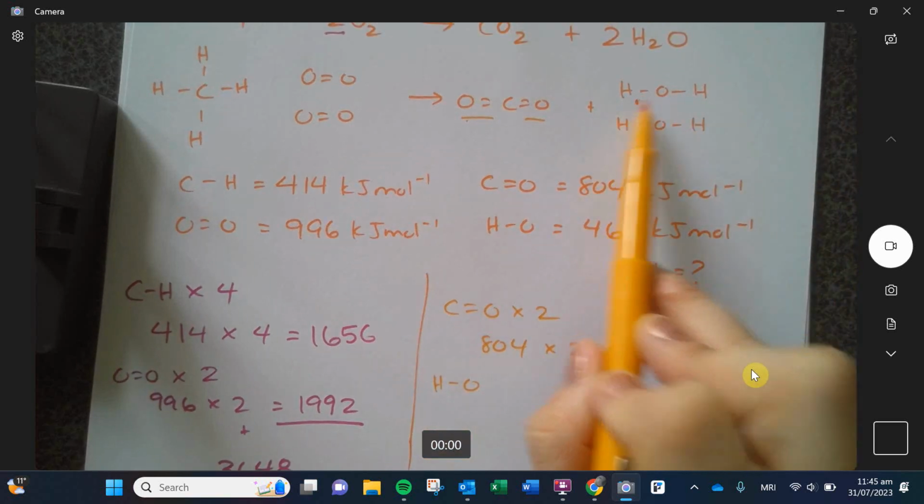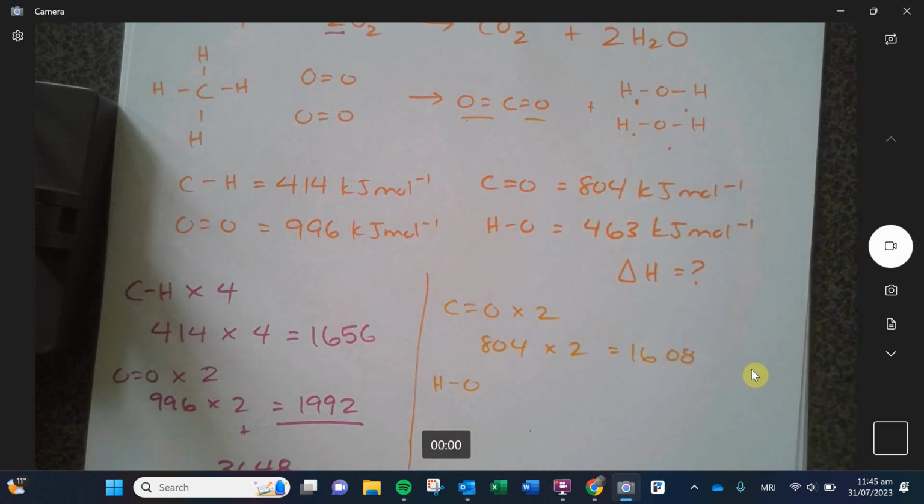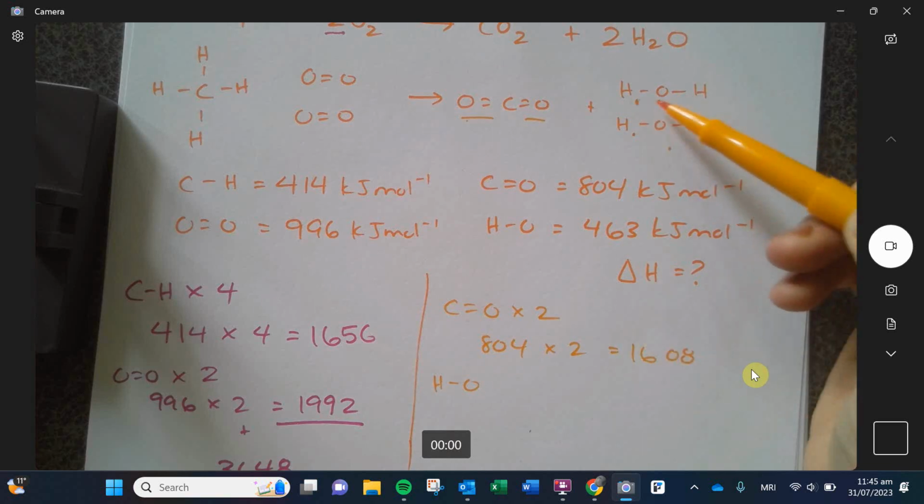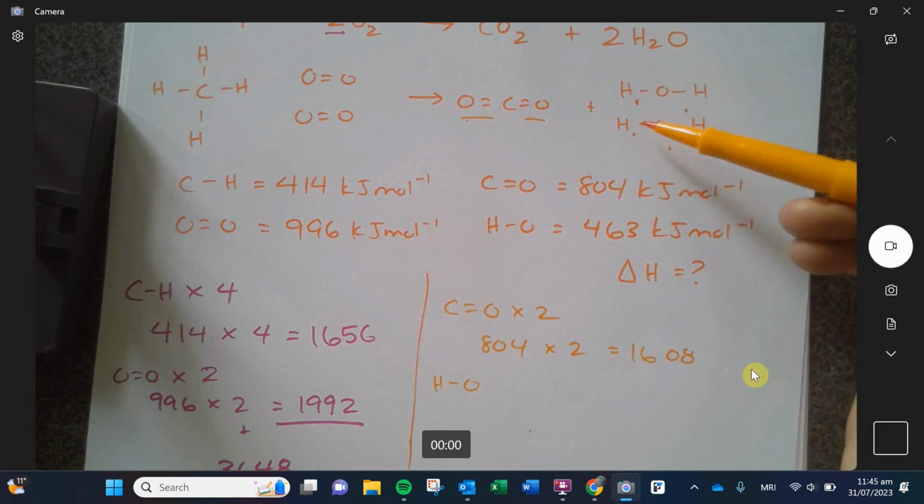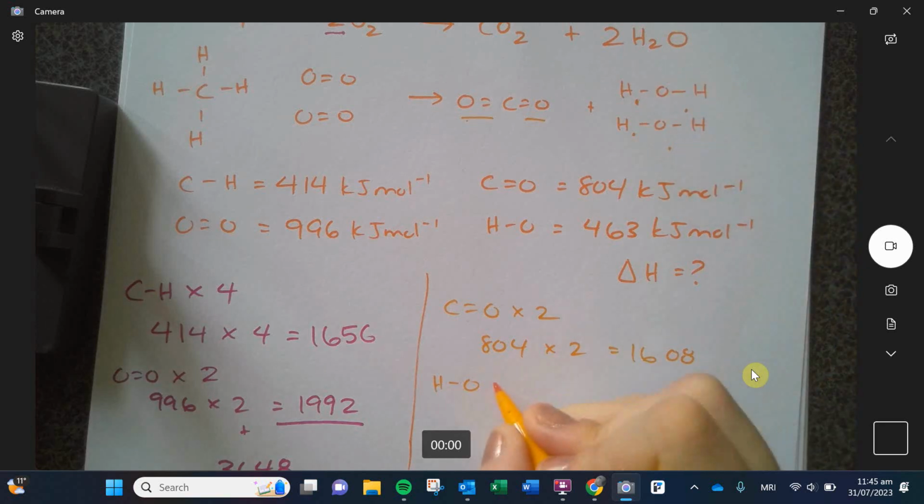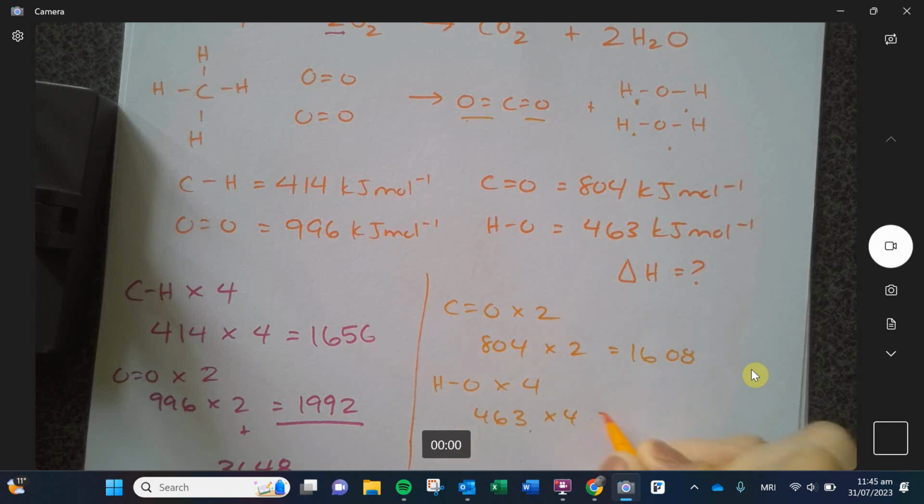And then I look at my water, so the hydrogen-oxygen. So I have 1, 2, 3, 4. Do you guys see how I got the 4? So each water molecule has 2 oxygen-hydrogen bonds, and since I have 2 moles of that, I times it by 2 as well. So 2 times 2, 4. So then that's 463 times 4. That's 1852. And again, add them together. And we get 3460.